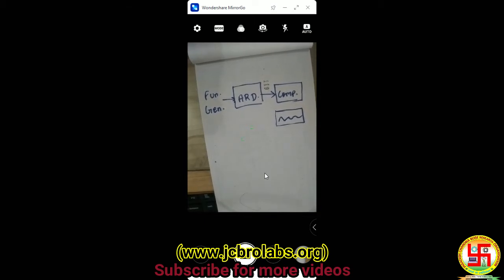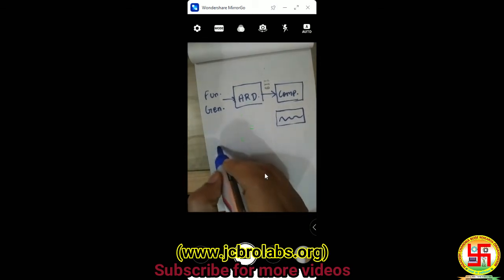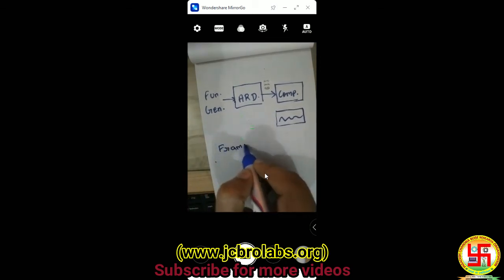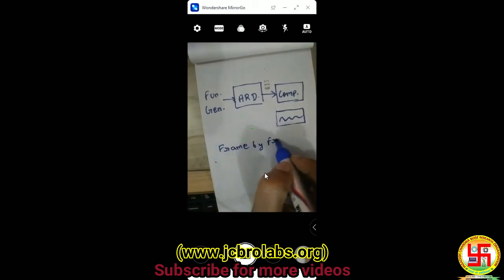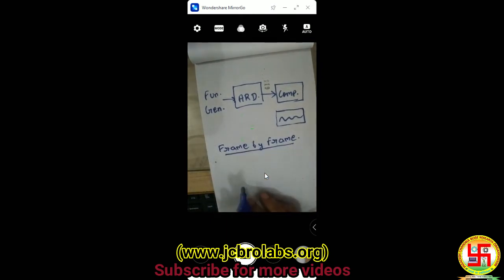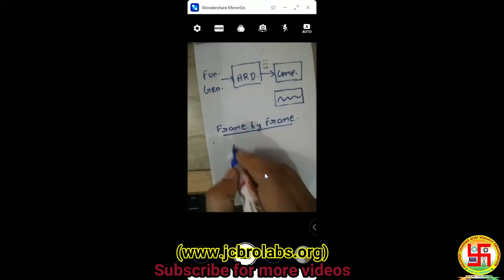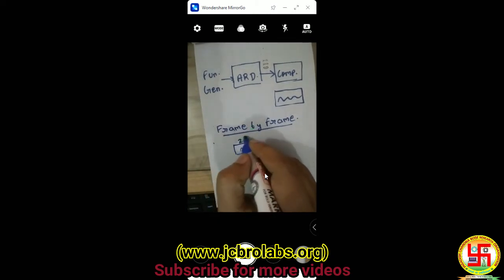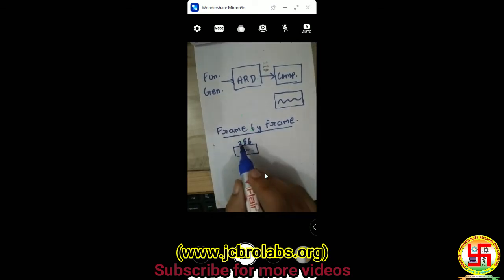Now, one more thing we will be doing here is frame by frame analysis. Frame by frame analysis means we acquire some data of a specific length. In this case, we will first be acquiring 256 or 1000 samples. So first we'll test it with 256 and we will expand it to 1000 samples.